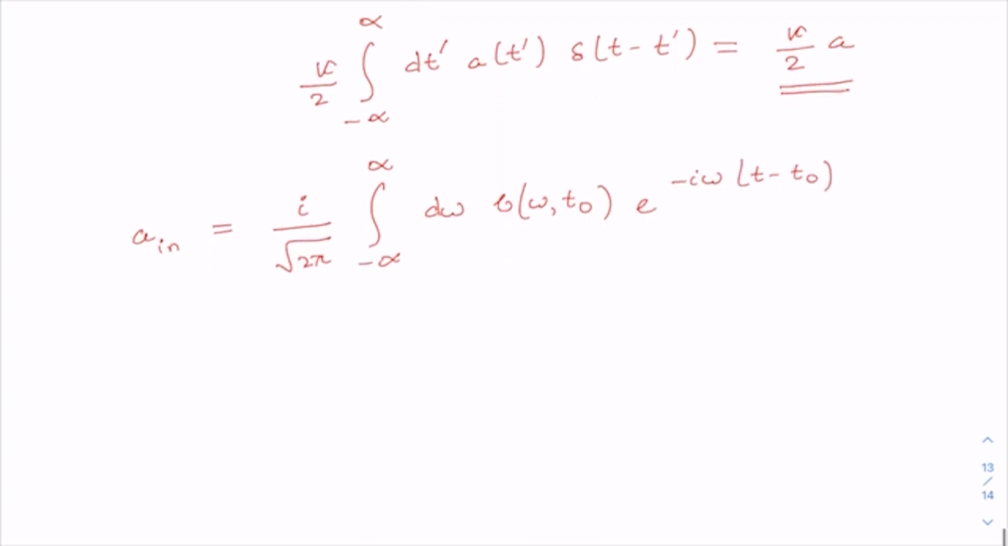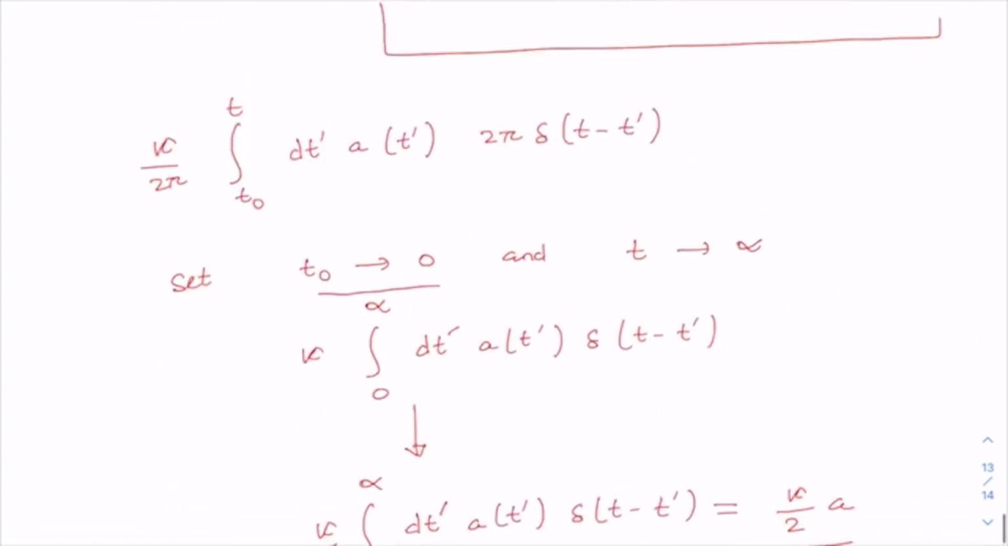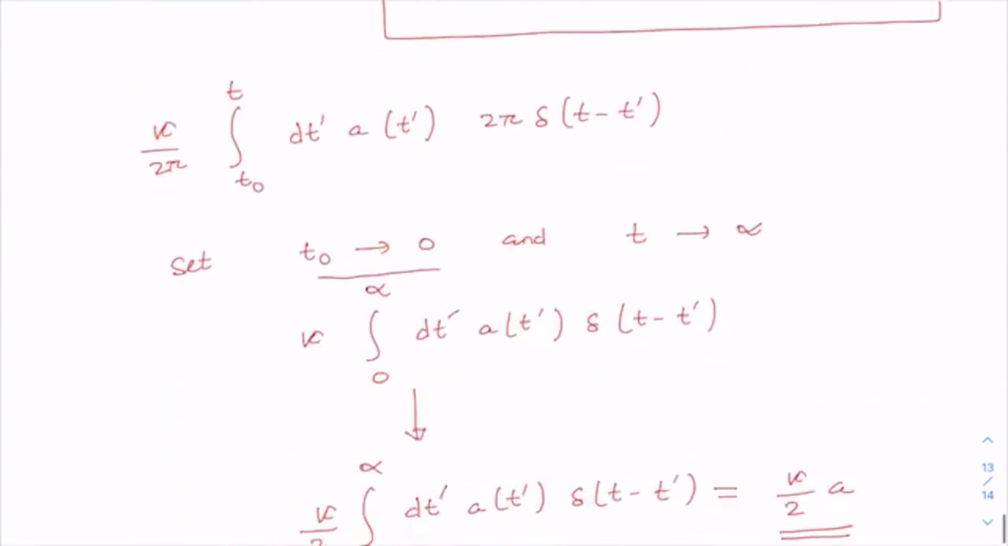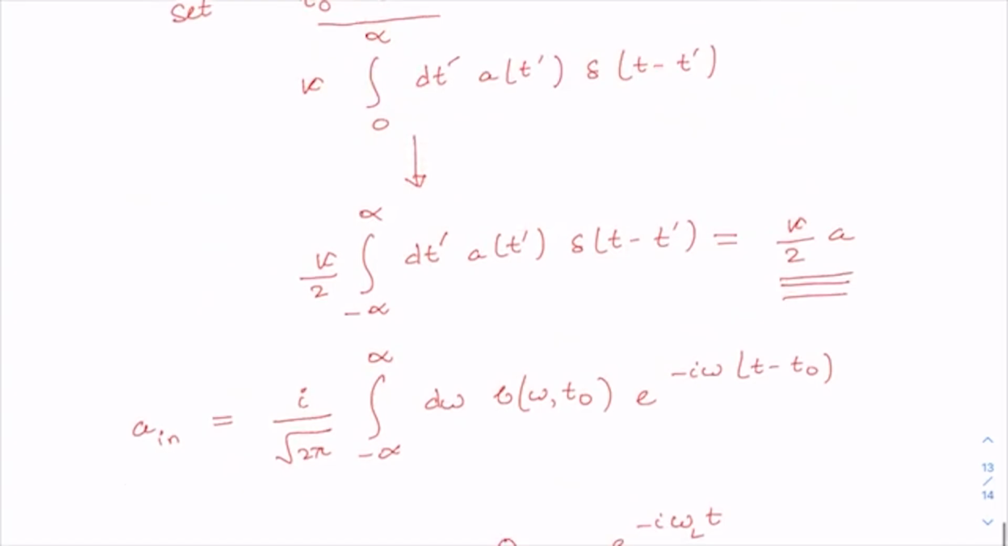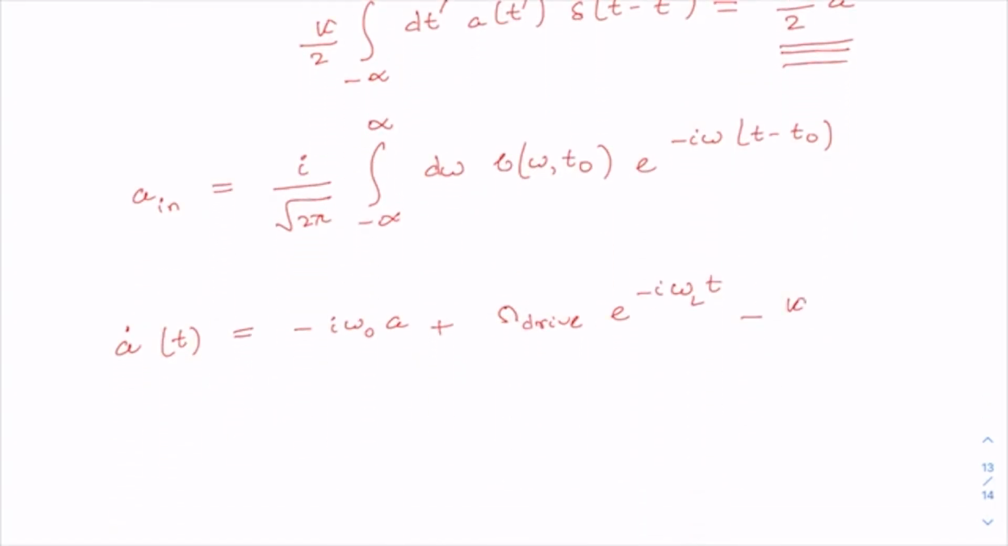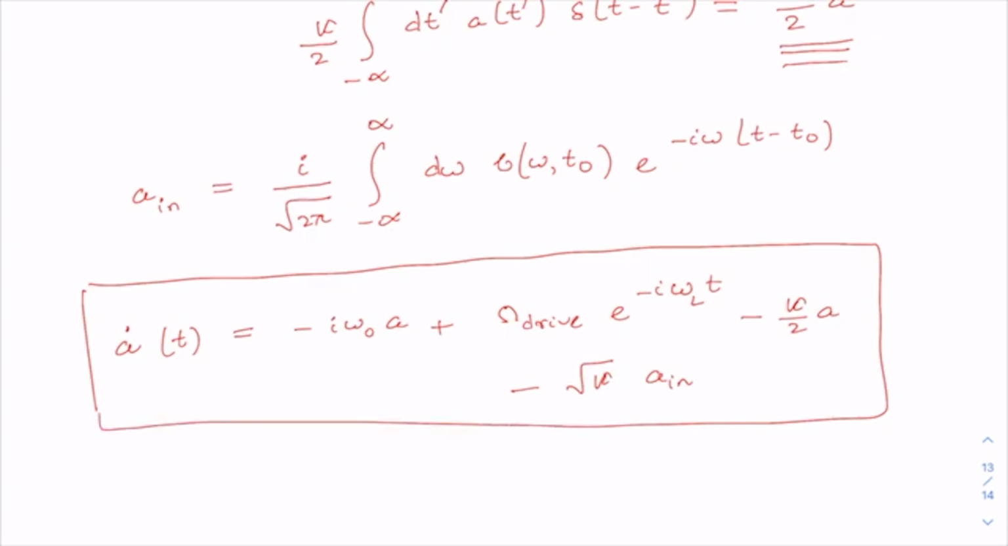Okay, then we can rewrite this equation for the time evolution of the optical mode in a very simplified form, and that would be a dot t is equal to minus i omega 0 a plus omega drive e to the power minus i omega L t. Now the last term, the fourth term here, that is kappa by 2, let me put it first here, minus kappa by 2 a, and the third term will have here root over kappa a in. So this is a very important equation that we have now obtained.